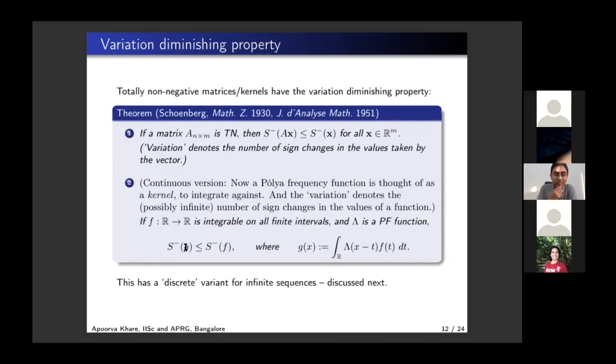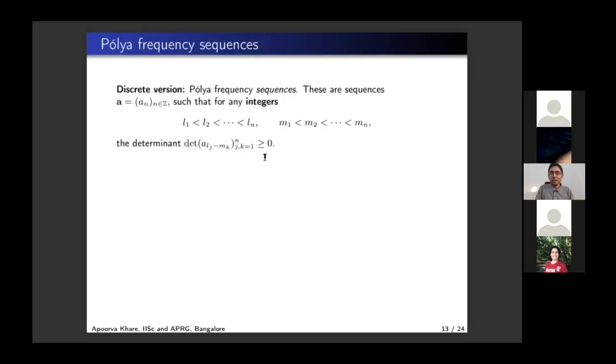And this has a discrete variant as well, but not just for matrices, but for bi-infinite sequences. These are called Polya frequency sequences, and that's what I will discuss next. These are just sequences such that for any choice of input integers x and y, you take the submatrix A of x_j minus y_k that has positive or non-negative determinant. So non-negative for Polya frequency sequences.